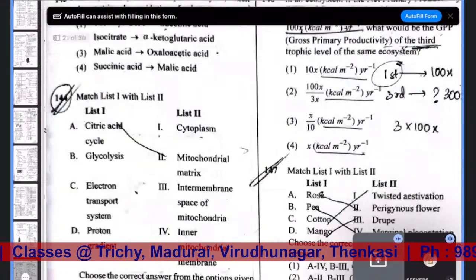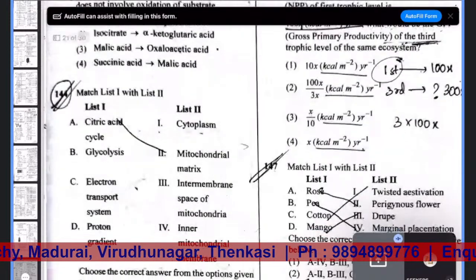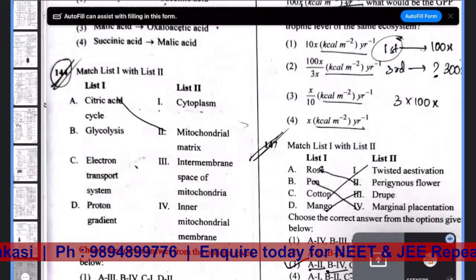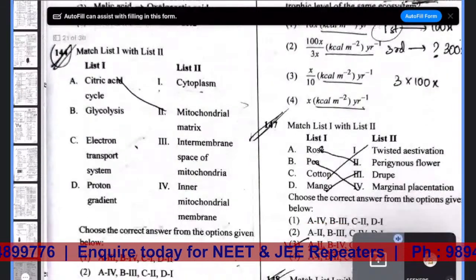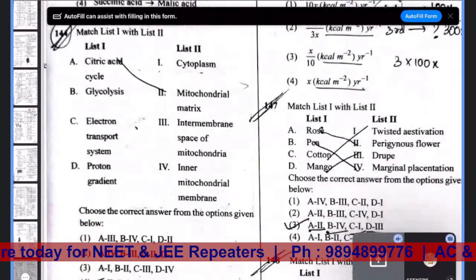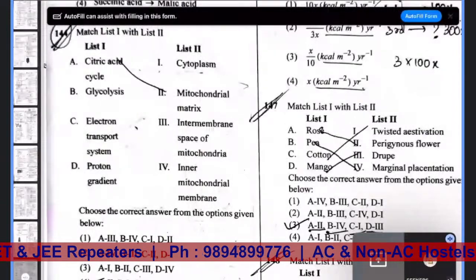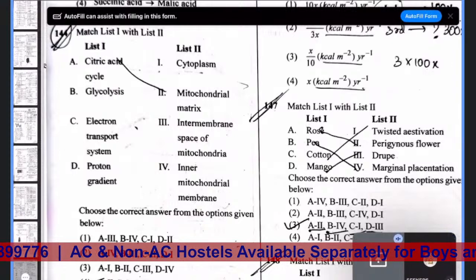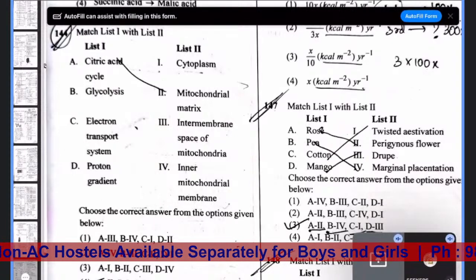Okay. Then question number 144. You have to just match where the citric acid cycle will occur. The citric acid cycle is going to take place in the mitochondrial matrix. If you look at the options, there is only one option for A with a 2. So you don't need to find out the remaining things. Directly we can go for option number 4.